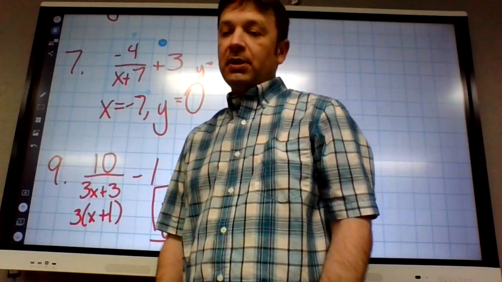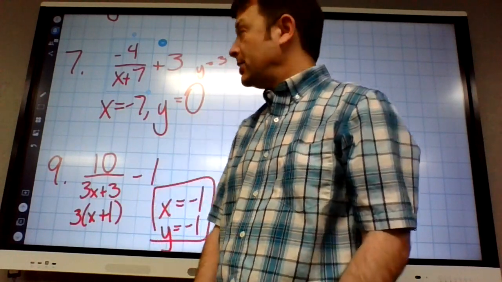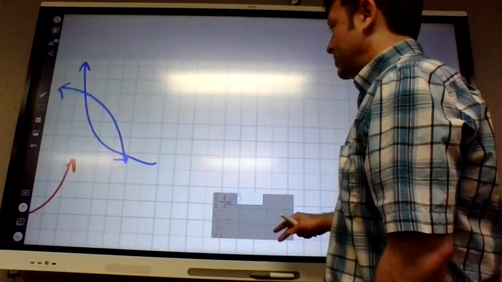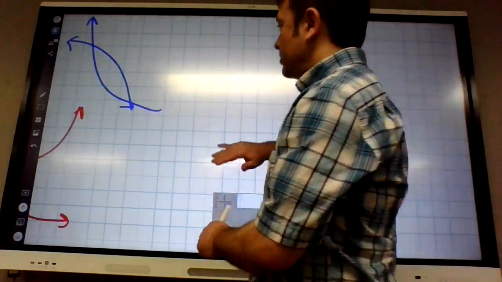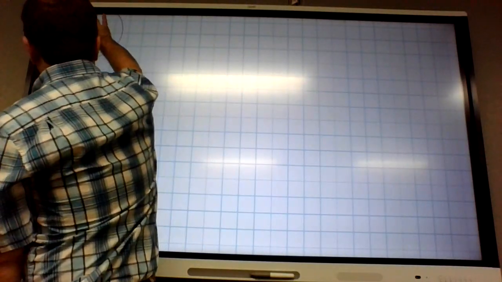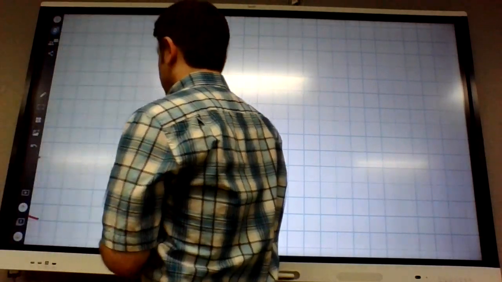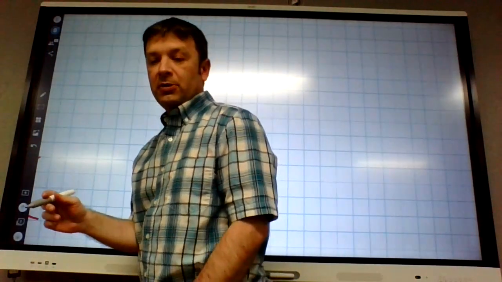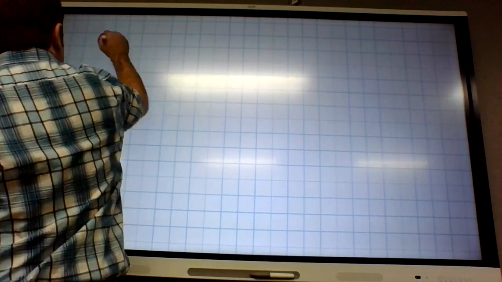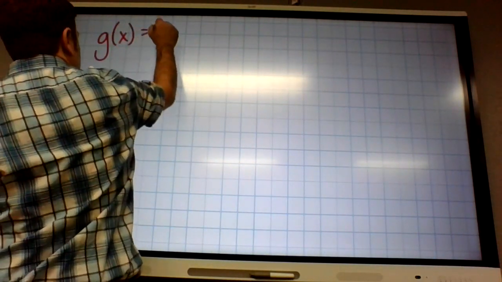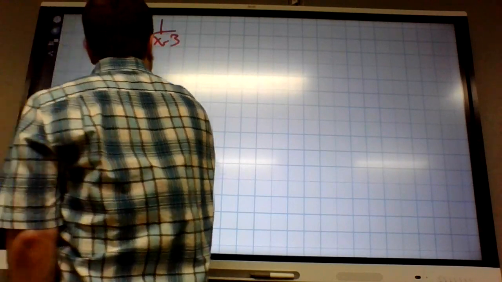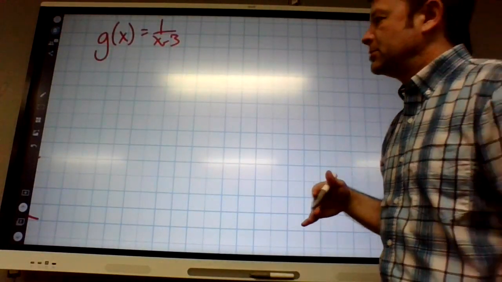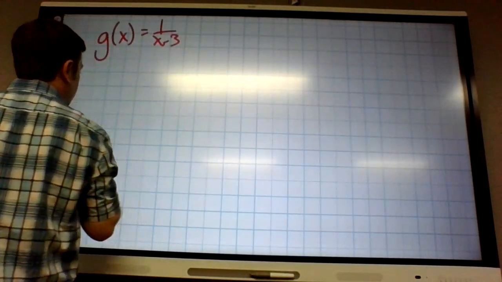Okay, number 11 is graphing, and there's a very specific way I want you guys to graph these. Else it won't look very good. So number 11, 1 over x minus 3. Okay, so what is the -3 going to do to the graph? It's going to move it right 3.